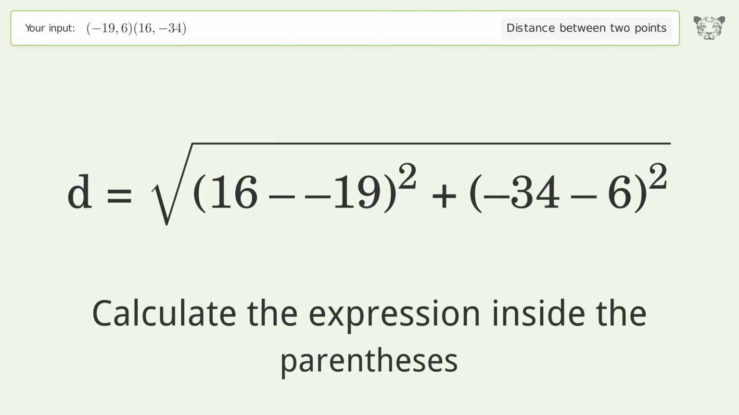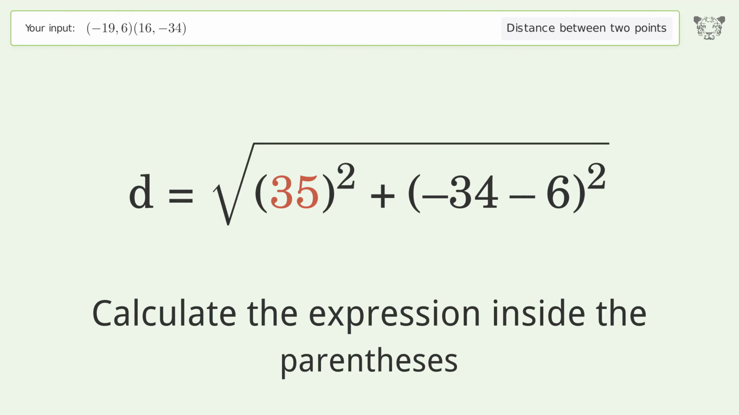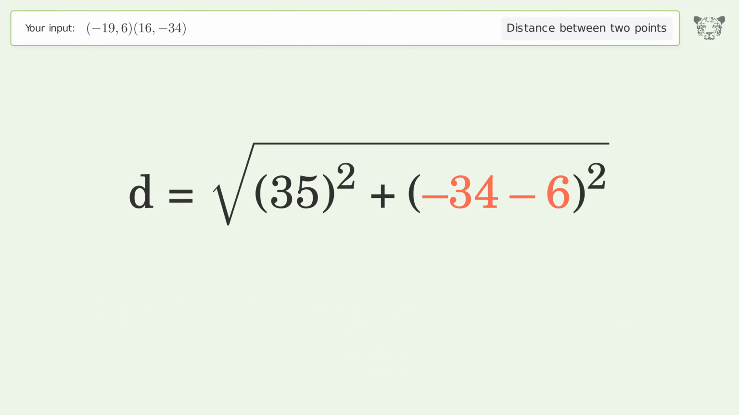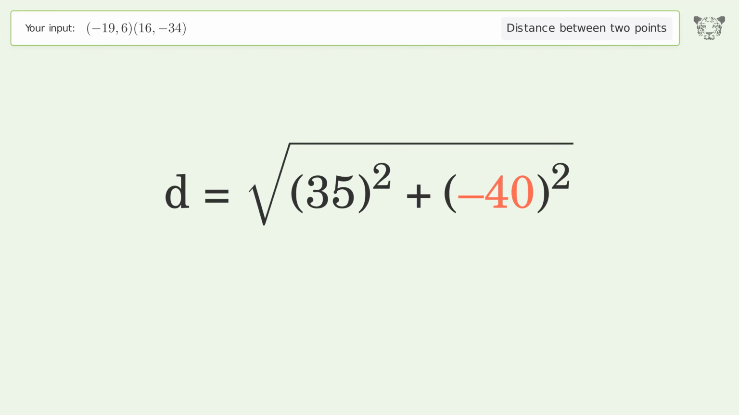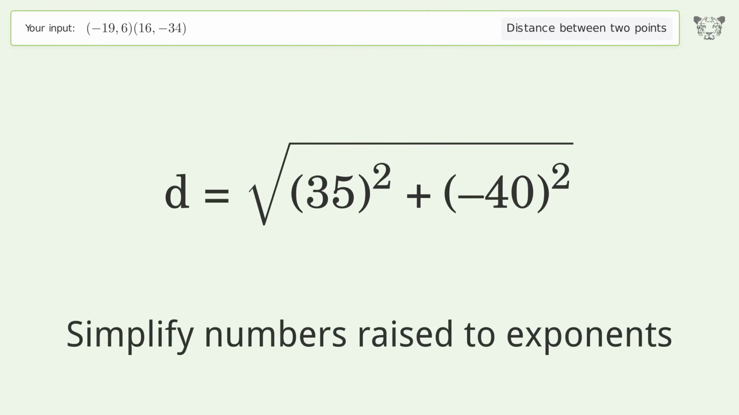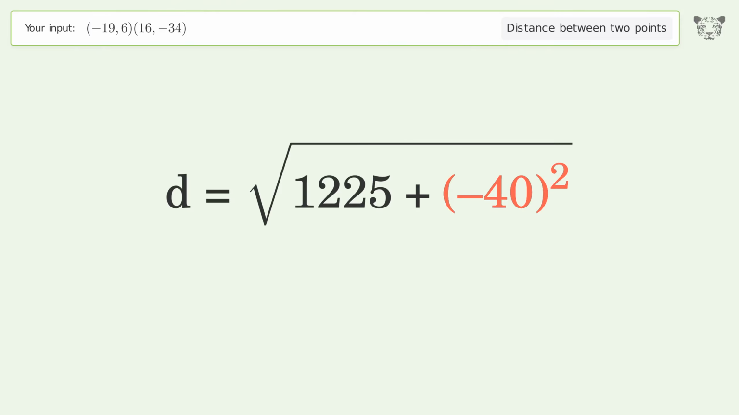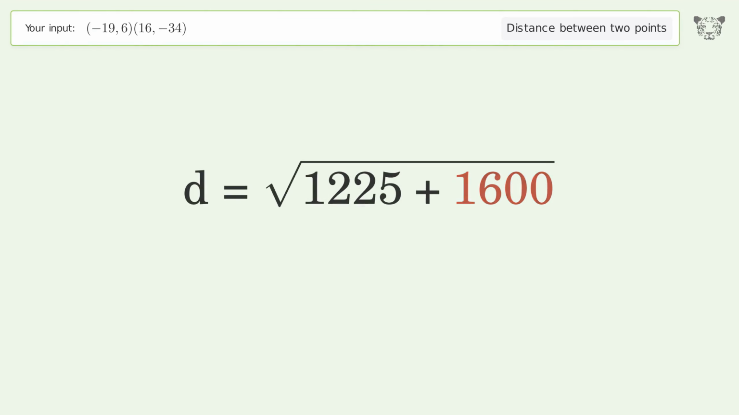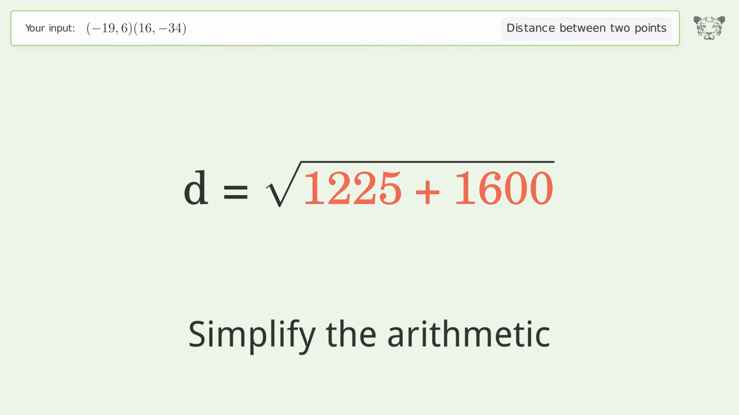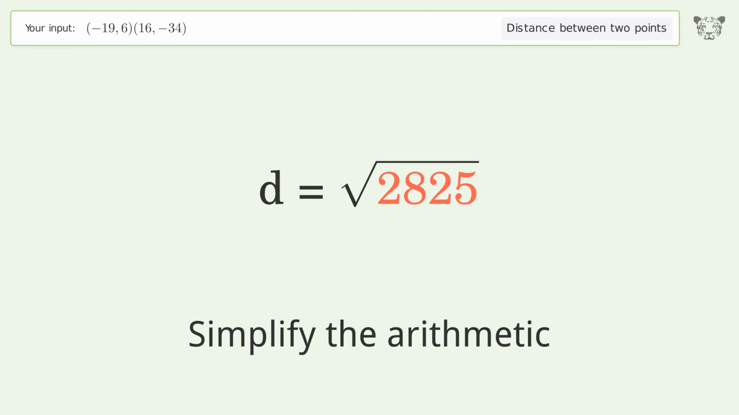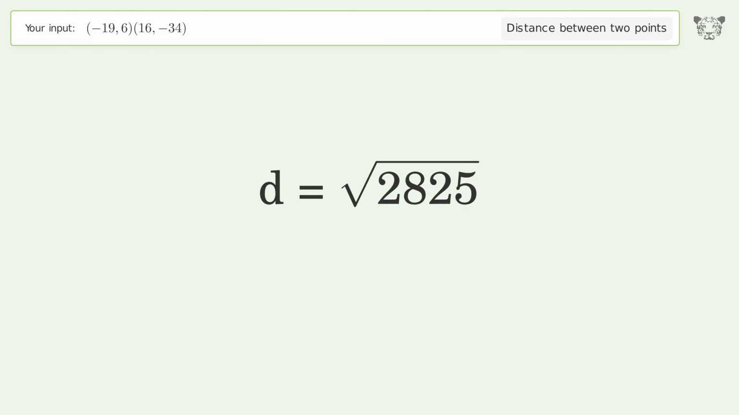Calculate the expression inside the parentheses. Simplify numbers raised to exponents. Simplify the arithmetic. And so the distance between the 2 points is the square root of 2,825 or 53.151.